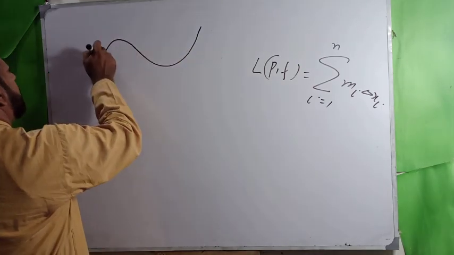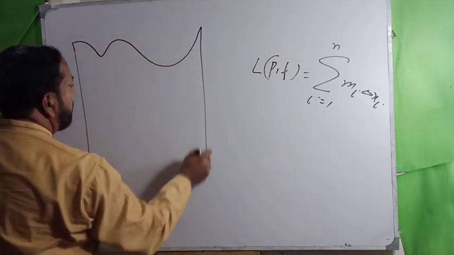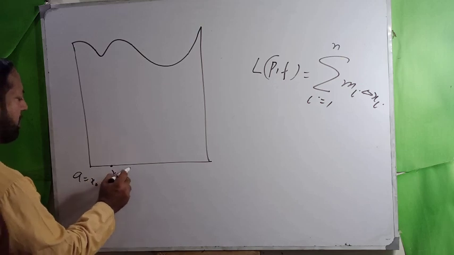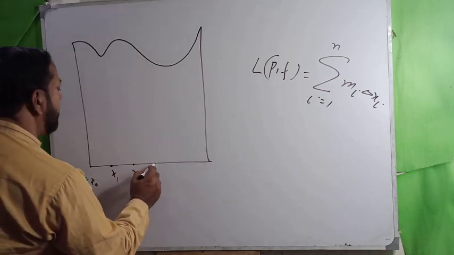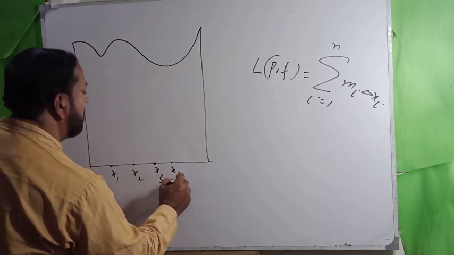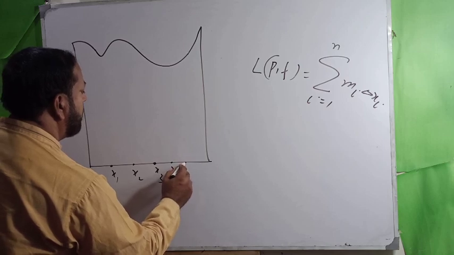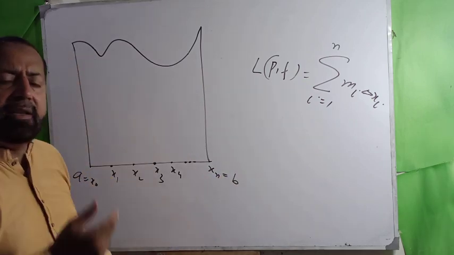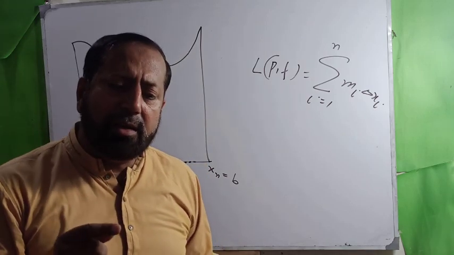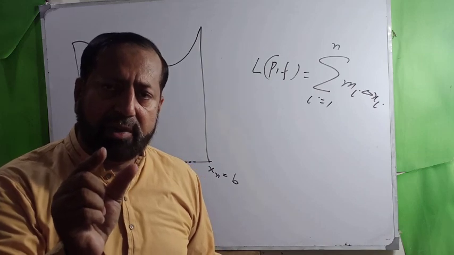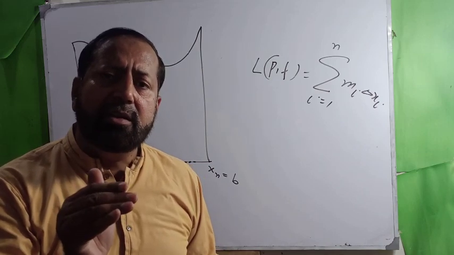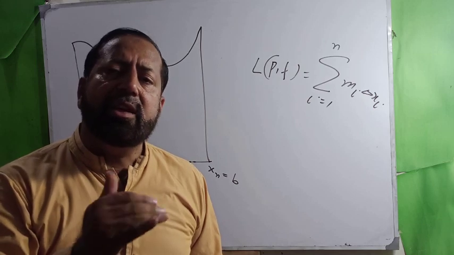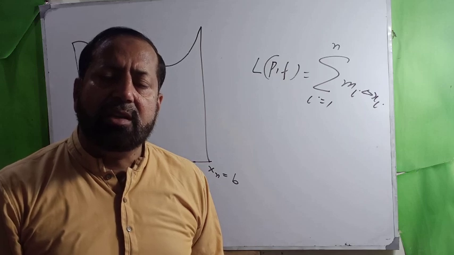again, you have a curve like this, and you have a equal to x0, then x1, then x2, then x3, x4, and so on, then xn, which is equal to b. Okay, again find the rectangles, now through maximum values of your subintervals, right? You have to find the rectangles with the help of maximum values from your subintervals. And then you will add these areas, and we will call these areas the upper sums.